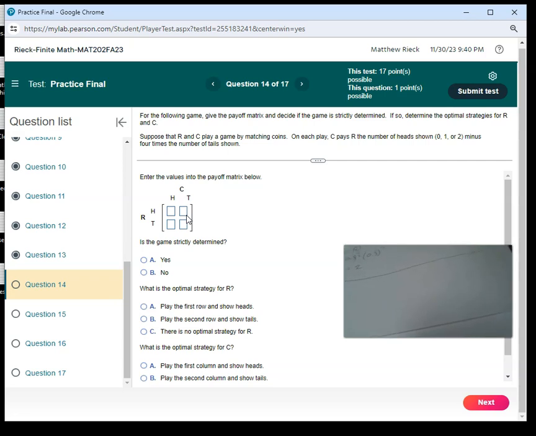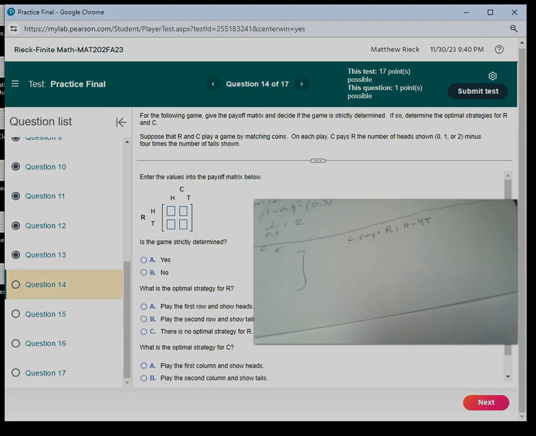Suppose that R and C play a game by matching coins. On each play, C pays R the number of heads shown, 0, 1, or 2, minus 4 times the number of tails shown. So we have R and C. They can either show heads or tails. C pays R the number of heads minus 4 times the number of tails shown.